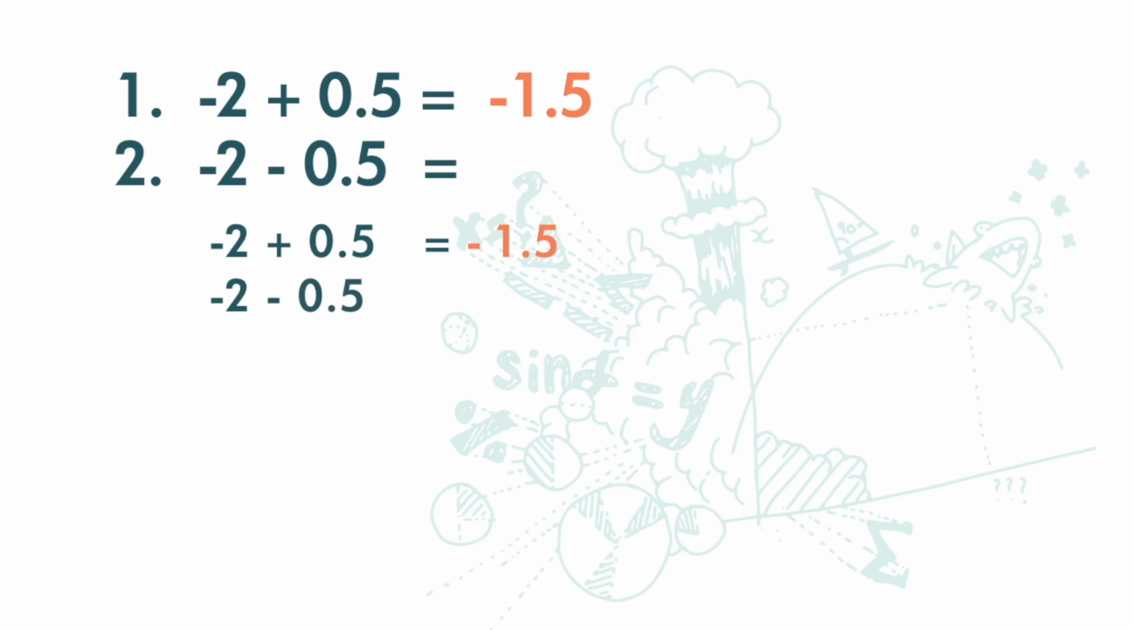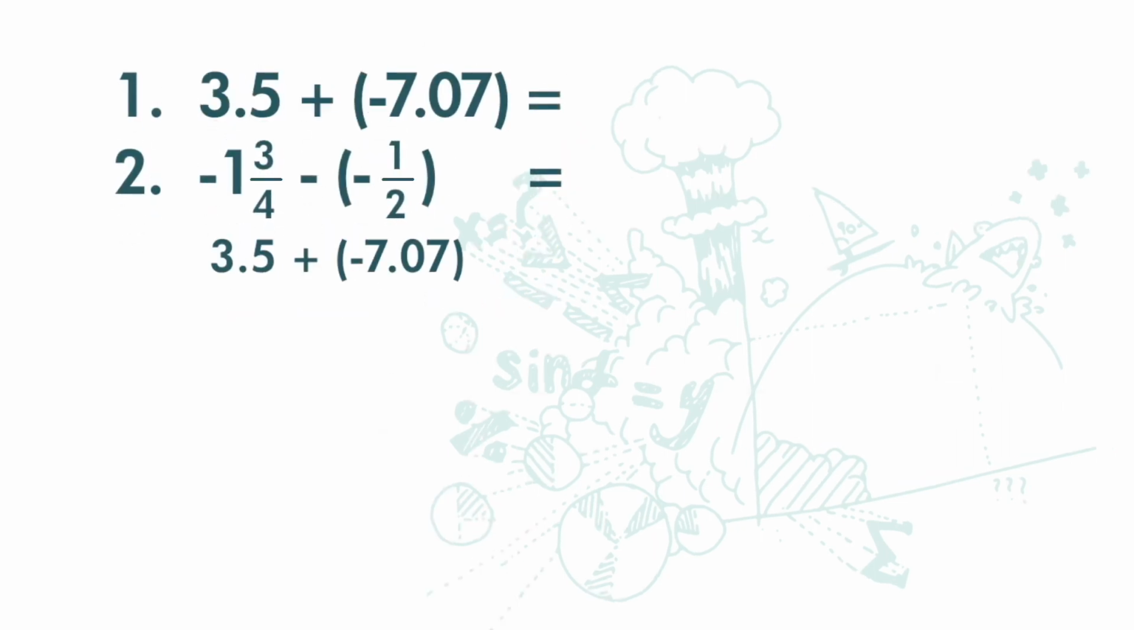-2 minus 0.5. Both are negative numbers. We keep the negative sign and add up the numbers. It's like owing someone 2 ringgit and then owing a further 50 cents. In total, you owe him 2 ringgit 50 cents.